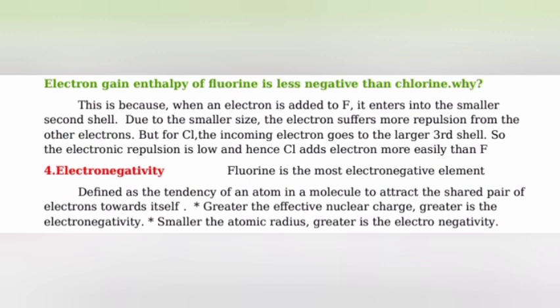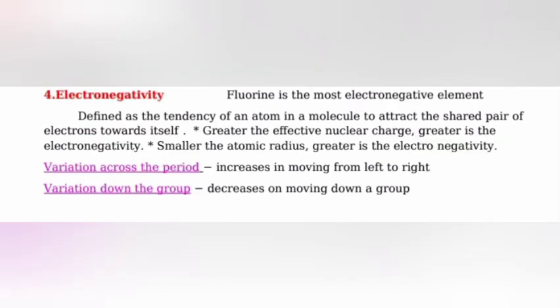4. Electronegativity. Fluorine is the most electronegative element. Electronegativity is defined as the tendency of an atom in a molecule to attract the shared pair of electrons towards itself. The greater the effective nuclear charge, the greater is the electronegativity. The smaller the atomic radius, the greater is the electronegativity. Variation across the period: it increases on moving from left to right. Variation down the group: it decreases on moving down a group.